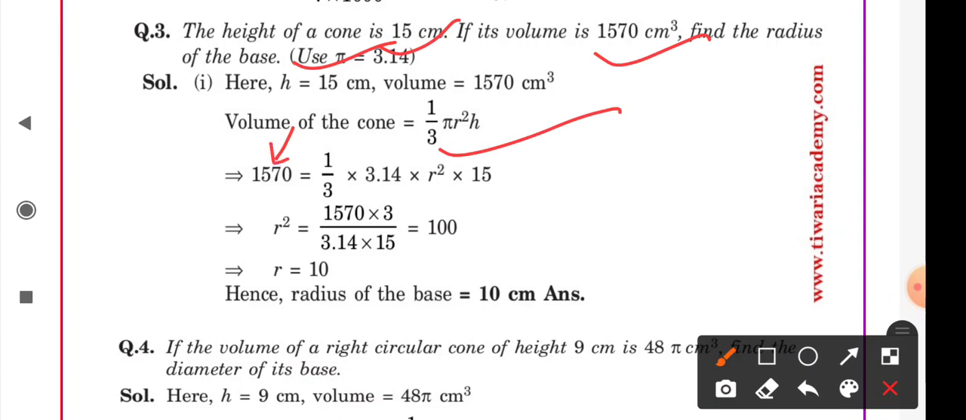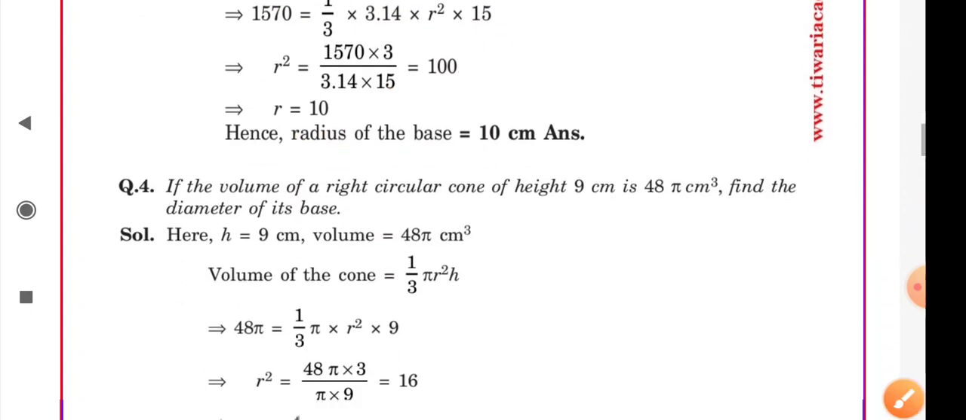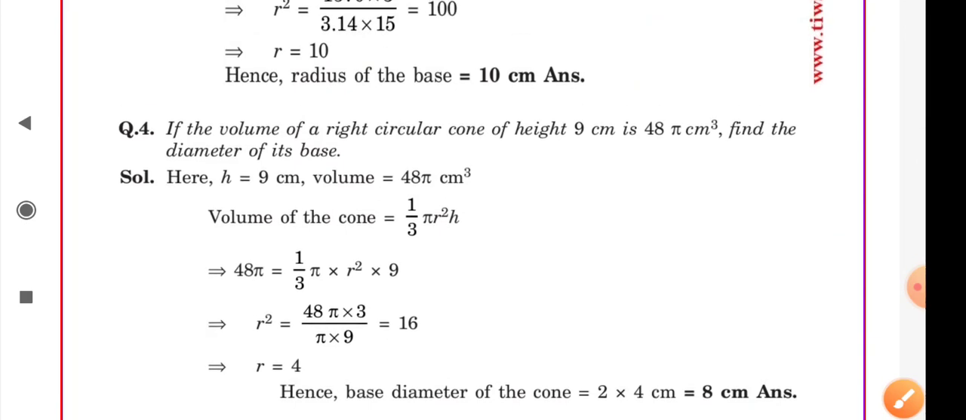The volume of cone is this and 1 upon 3 is this. The value of pi is 3.14. R square you have to find out. The value of h is this. You will just cross multiply and you will get the value of r square is equal to 100. R is equal to under root 100. Therefore the value of r is 10.